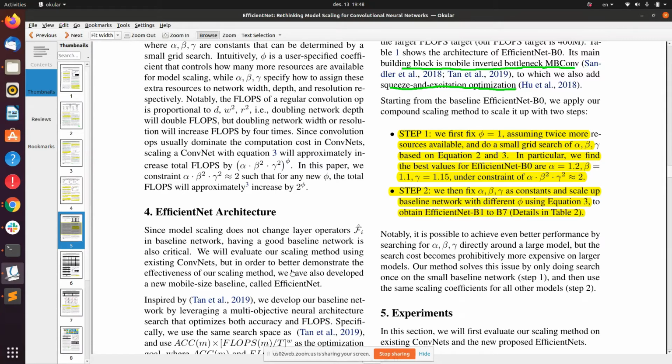Then again, we will pause here and see if we have any questions, or if we have anything that we need to look into further.